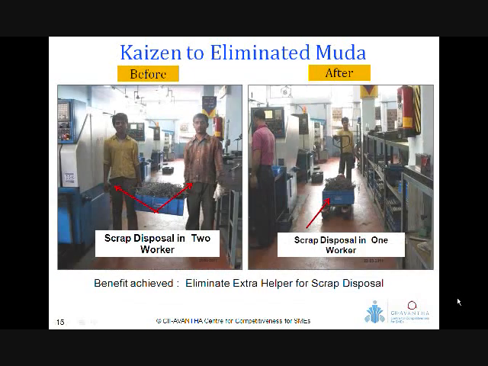Let's see another example. Scrap disposal is done by 2 manpower. Small Kaizen is done, a solution given by the operator. Use the hand trolley which we are having. So 1 manpower itself is sufficient to move the scrap. So here Muda of manpower is eliminated, Muri is eliminated, and the person who is moving scrap, his time is also saved.